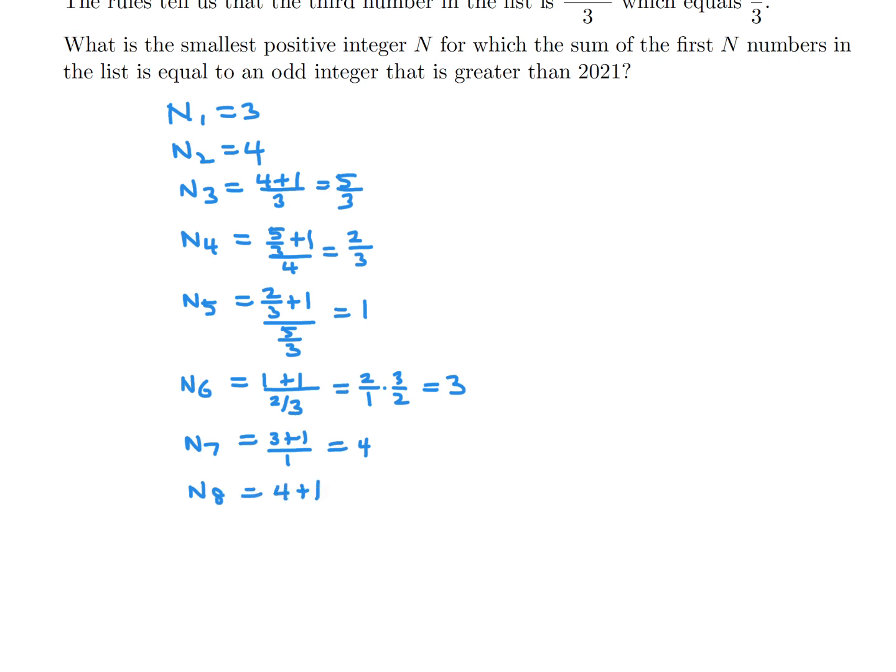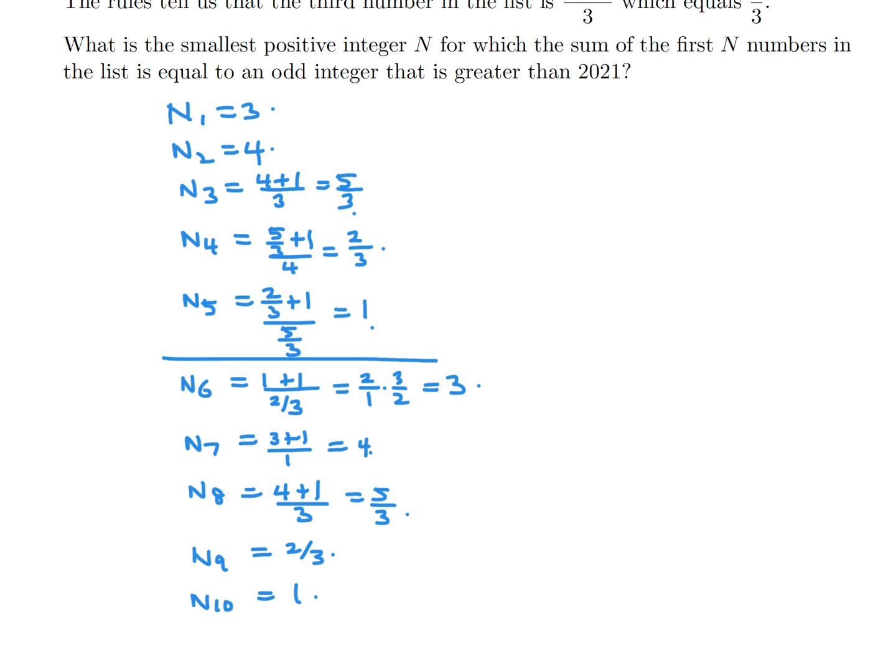Oh, I see a recurring pattern here, 5 over 3. Okay, I got it. I mean, I don't have the answer to the question, but I have sort of an understanding. Okay. So as you can see, 3, 4, 5 over 3, 2 over 3, 1. So it repeats itself. Okay, I got it.